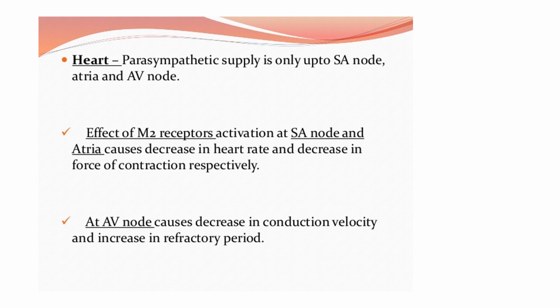In the heart, if you activate the SA node and atria, there is a decrease in heart rate and force of contraction. At the AV node, it decreases the conduction velocity and increases the refractory period. So for the heart, remember, it is the M2 receptor that is present.